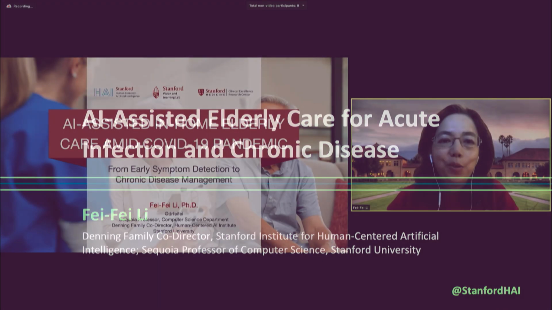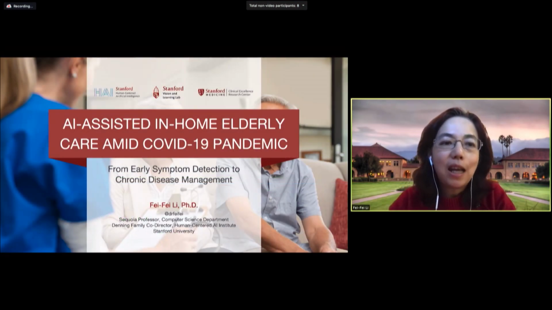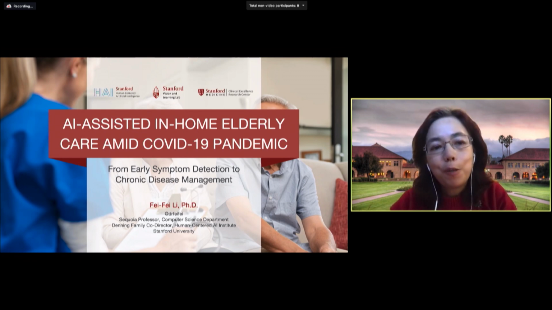Everyone, it's really a true honor to be here to share some of our research thinking on how we can help our aging population to cope and combat the COVID-19 pandemic. Our research is still very preliminary.